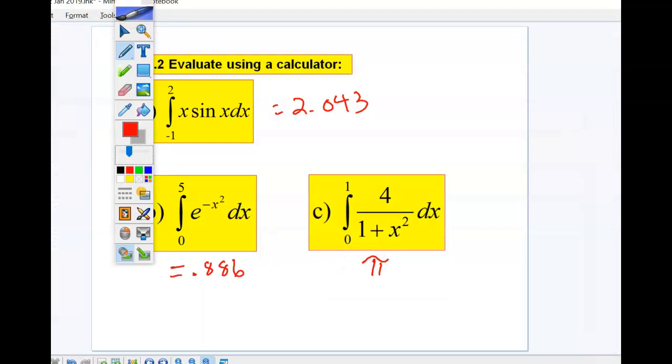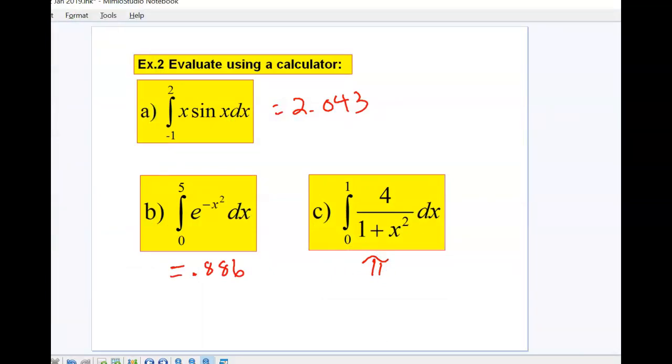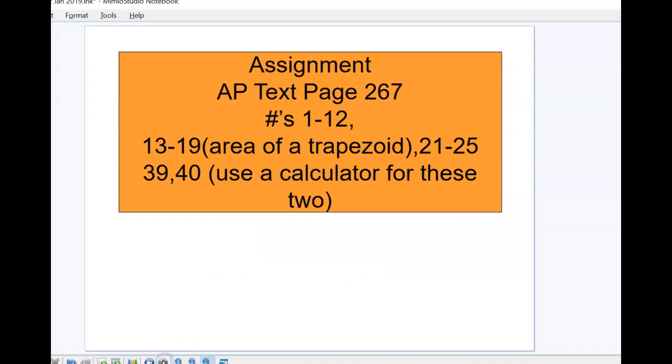So being able to evaluate integrals on a calculator is an important skill that you're going to have to be able to do. And again, we'll spend a lot of time dealing with that in class, but again, pretty straightforward procedure to do that. Okay, that ends the end of section 5.2.